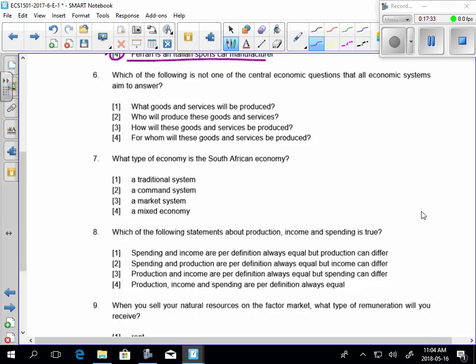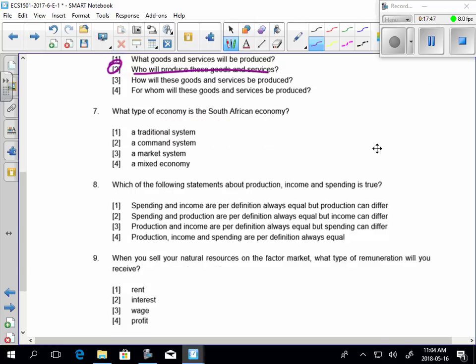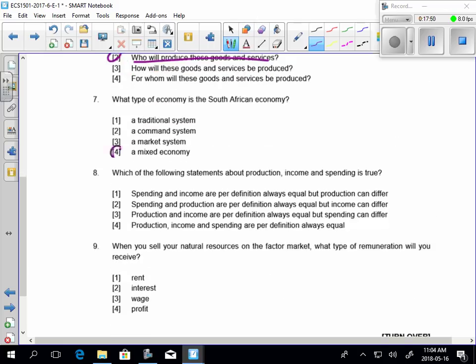Which one of the following is not one of these central economic questions? Central economic questions: what should we produce, how should we produce, and for whom should we produce? So who will produce these is not a central economic question. What type of economy is South Africa? It is a mixed economy. All right? So we got a market system, but we got substantial government intervention, which makes it a mixed economy.